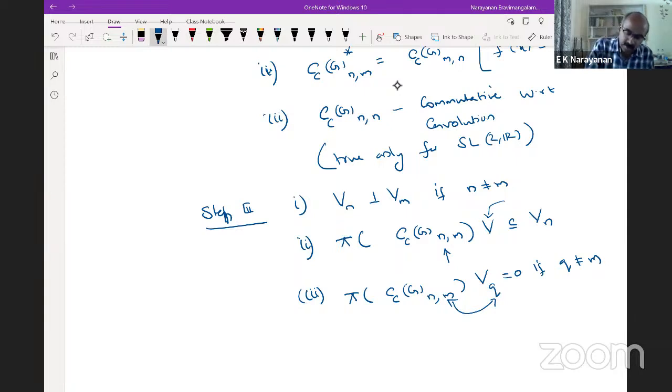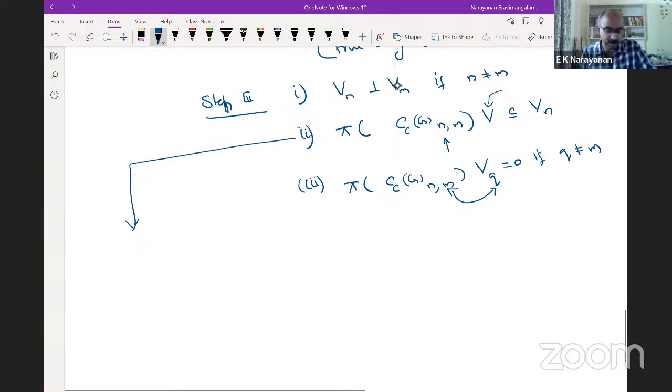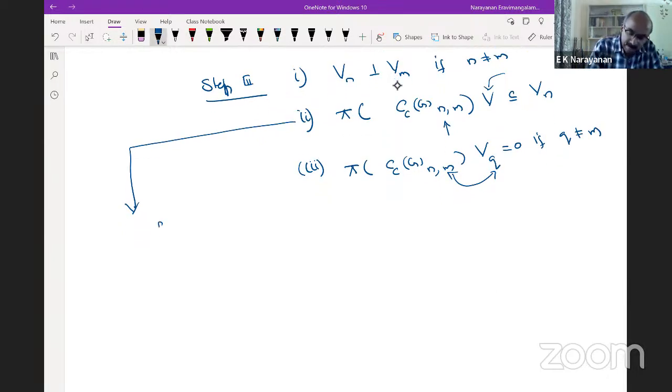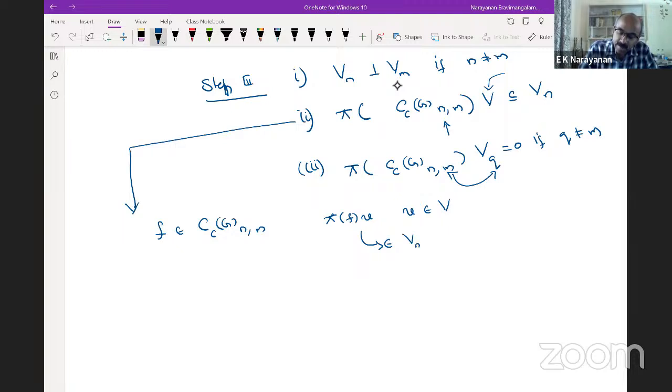So let's prove this just to convince ourselves that this is fine. I take an f in CCGNM. This is a simple, straightforward computation. I want to know what happens to pi f v, where v is an arbitrary vector from our Hilbert space V. I want to know if it is in a certain space Vn. Question is whether this belongs to Vn.